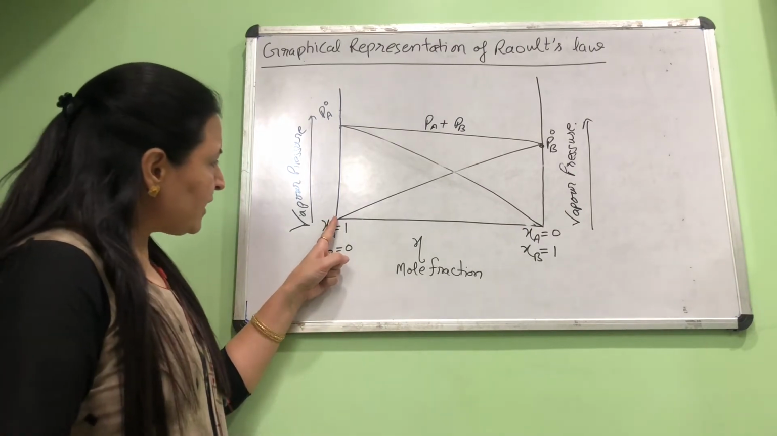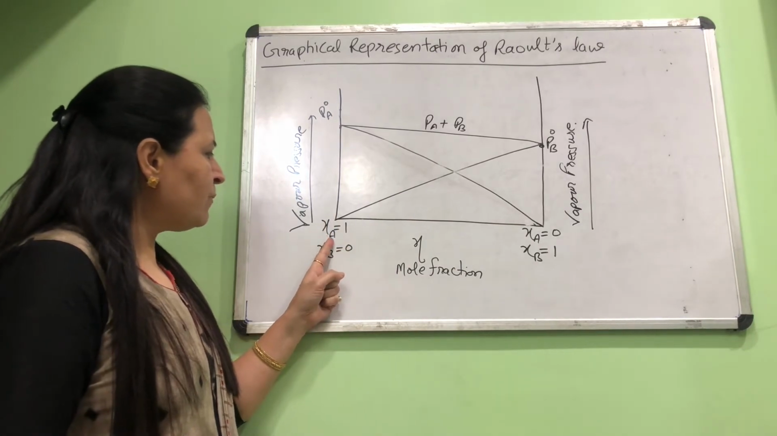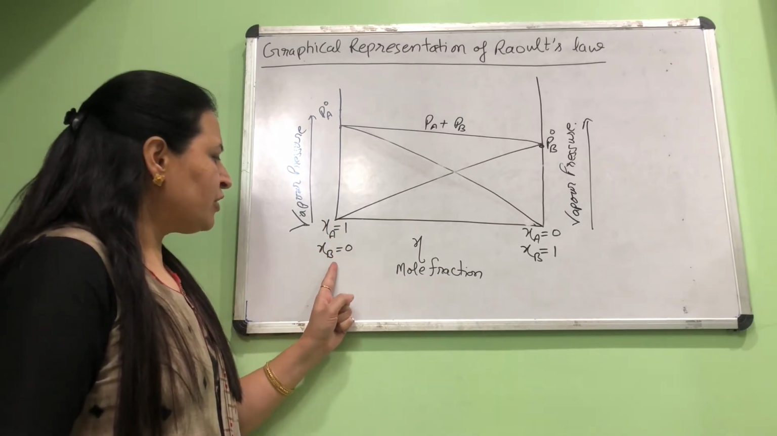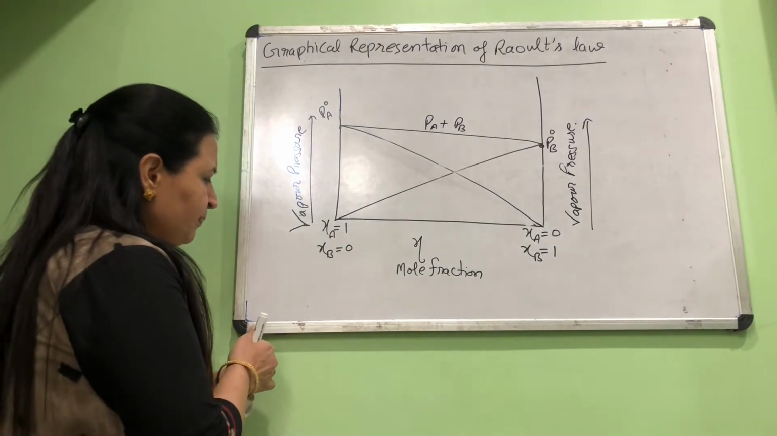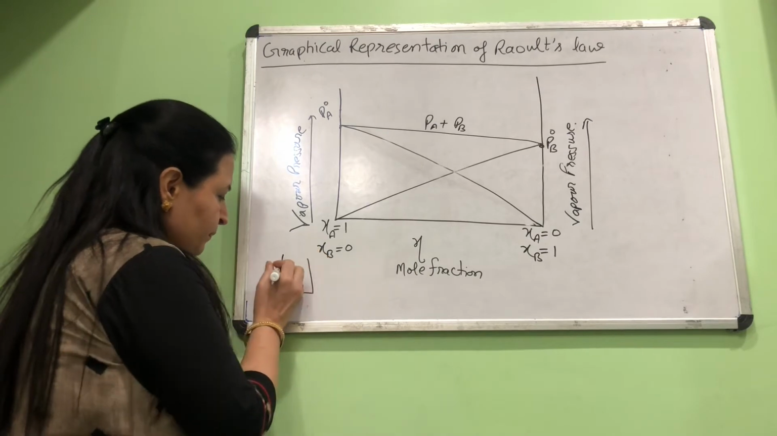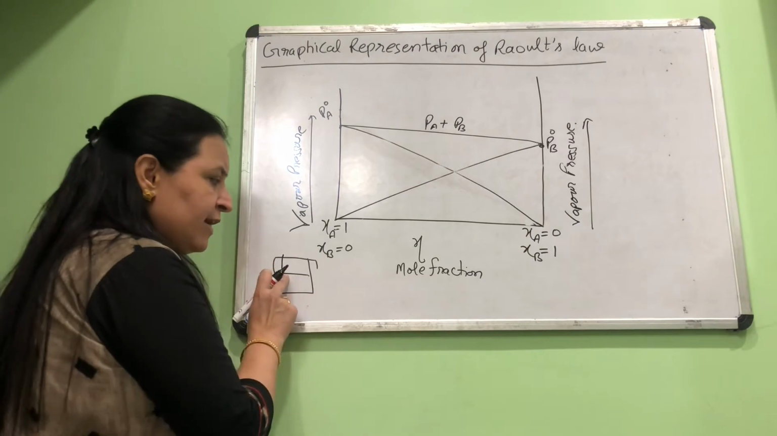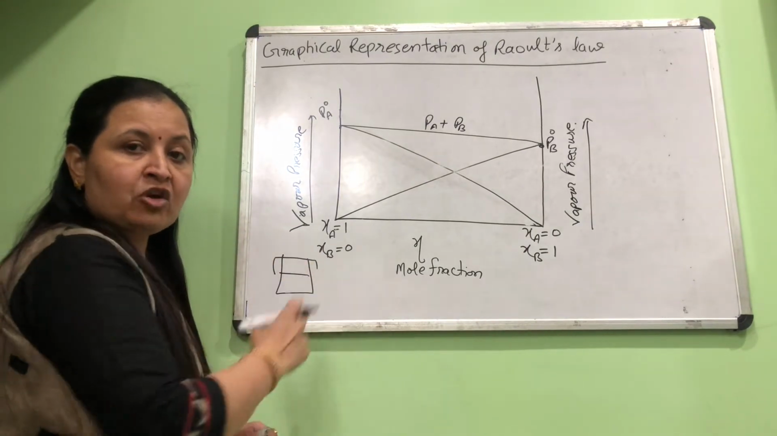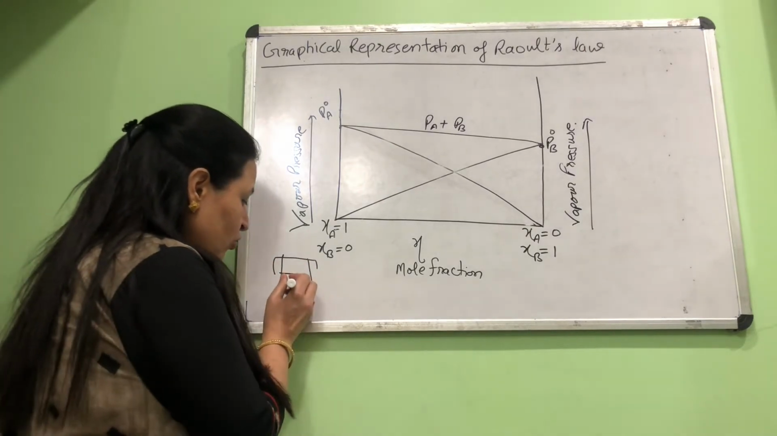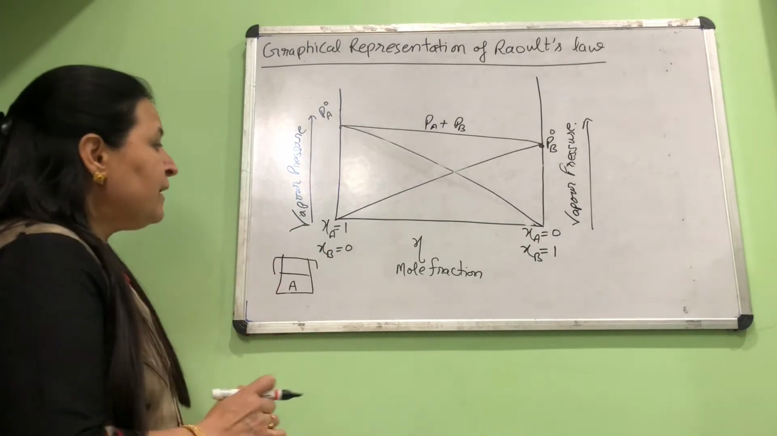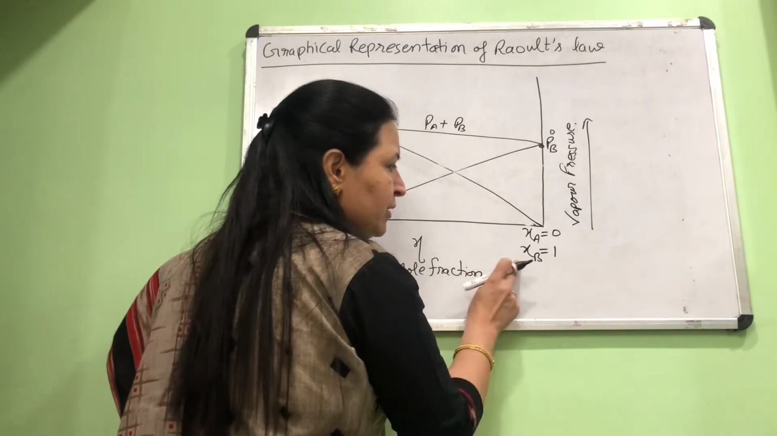At this end of the x-axis, we are writing the mole fraction of component A is 1, whereas the mole fraction of component B is 0. What does it indicate? If we have a beaker here, covered from the top, in this beaker there is only A, there is no B, because the mole fraction of A is written 1 and B is written 0. So presently this solution is only component A. At the other end, here we are saying the mole fraction of A is 0 and B is 1.